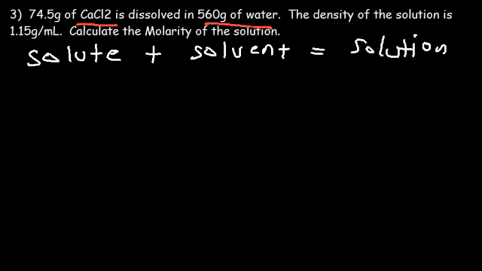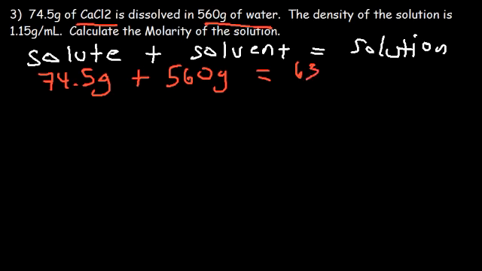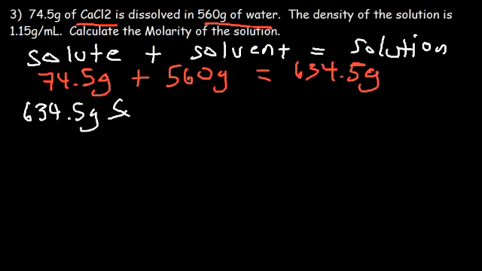So if we have 74.5 grams of solute and 560 grams of the solvent, we therefore have, if we add these two numbers, 634.5 grams of solution. So we can use that and we can convert it to milliliters using the density. So let's do that. 634.5 grams of solution over 1, and the density is equal to 1.15 grams per milliliter.